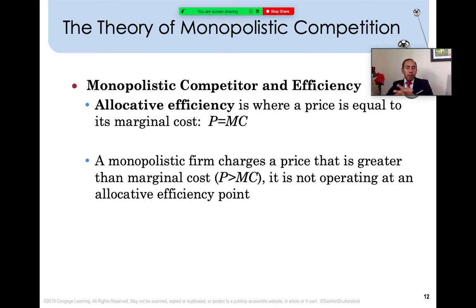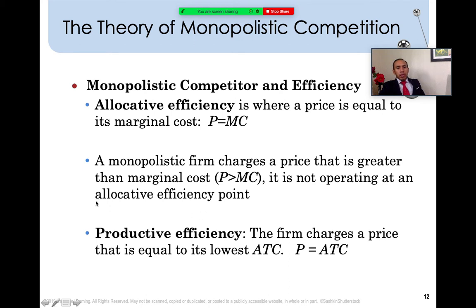So a monopolistic competitor typically sets a profit maximizing price, limits the quantity of output produced, the price is greater than the marginal cost, and it doesn't operate at allocative efficiency. Allocative efficiency is mainly typical of perfectly competitive firms.